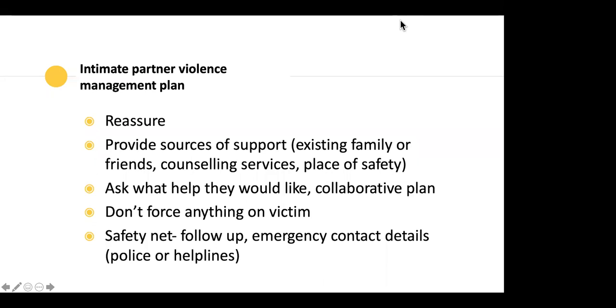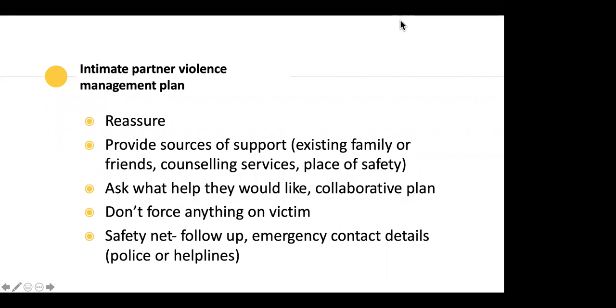Also, remember that you can't force anything on them. So you need to continuously say, would you like me to help you? Would you like me to refer you to services? Not just here are the numbers, you can call them. Keep on asking them, because this shows that you're collaborating with the patient rather than just telling the patient.